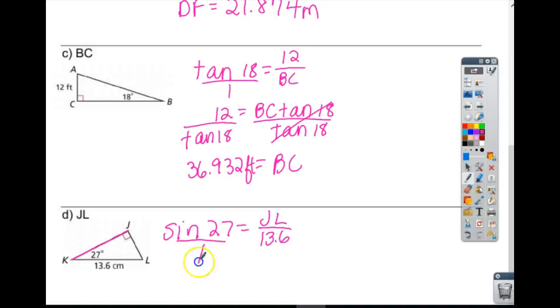So if you put a 1 under and cross multiply the sine of 27 times 13.6, you probably want to put the 13.6 first before the sine, or it'll multiply the 27 and the 13.6 together. What is it? How many of you got this?